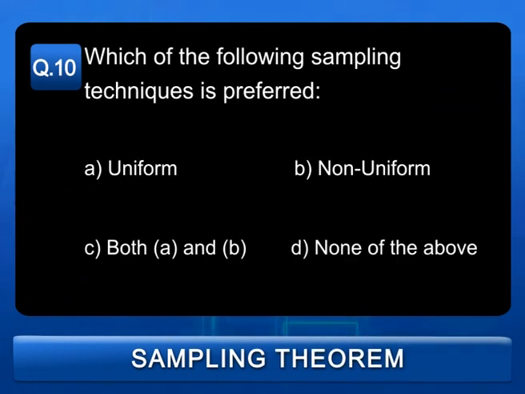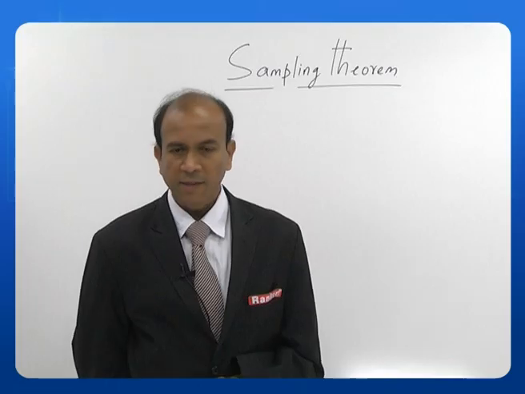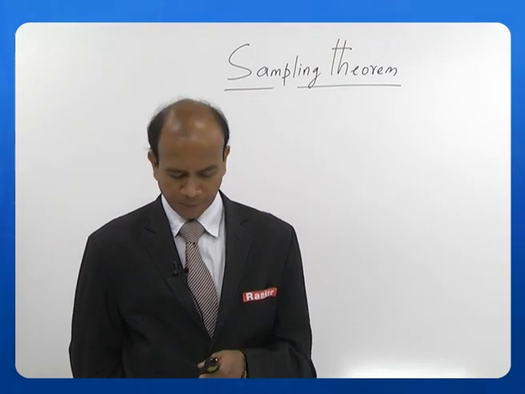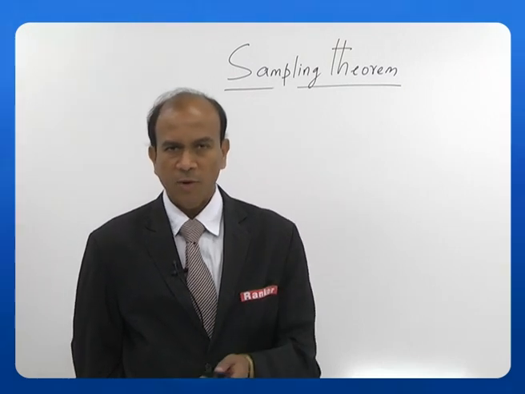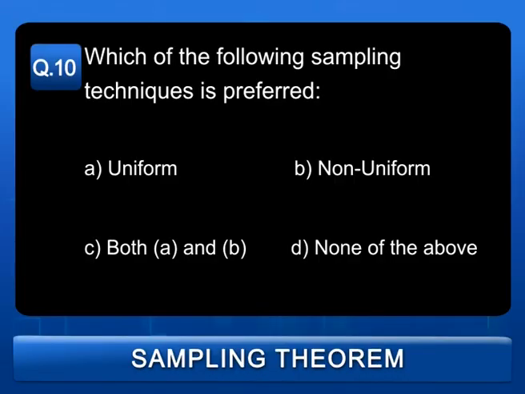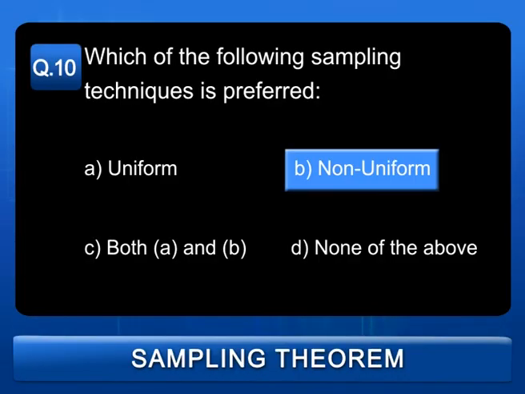10th question. Which of the following sampling techniques is preferred? A. Uniform, B. Non-uniform, C. Both A and B, and D. None of the above. The answer is non-uniform, because we have seen 3 techniques and non-uniform happens to be the most choicest. So, 10B.